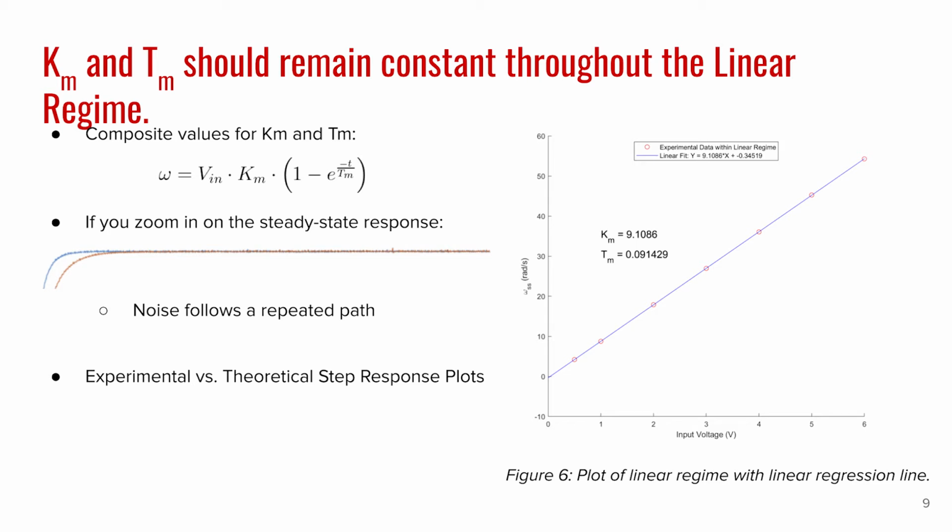Looking further into the steady state response, it can be noted that noise is indeed present. However, it is settled and will continue to follow a repeated path until it meets the saturation zone. Moreover, comparing our experimental step response to our theoretical step response plots, it's evident that the experimental outputs sinusoidal data, as opposed to the theoretical outputting a regular set of connected data points.